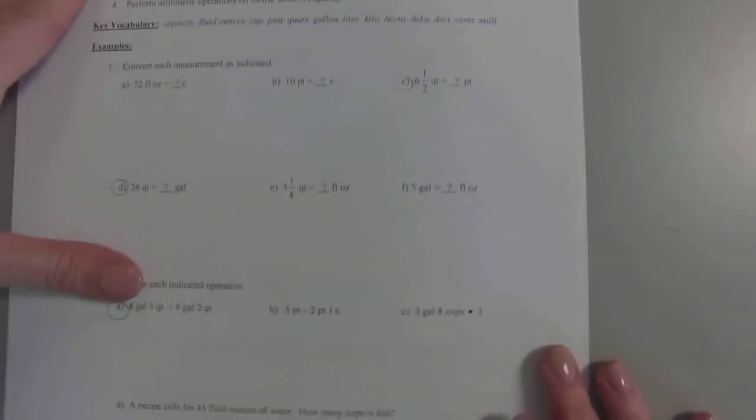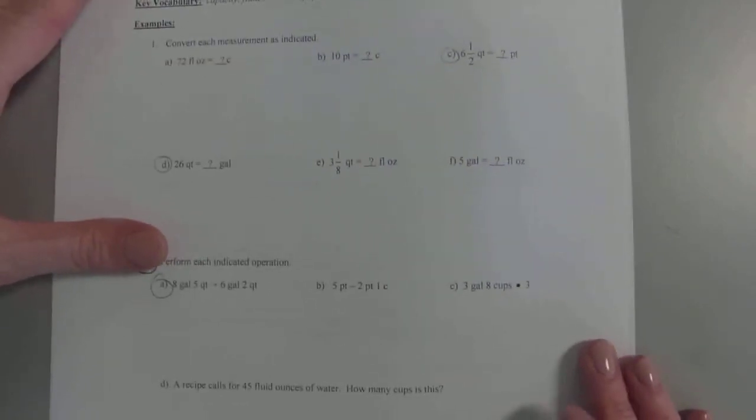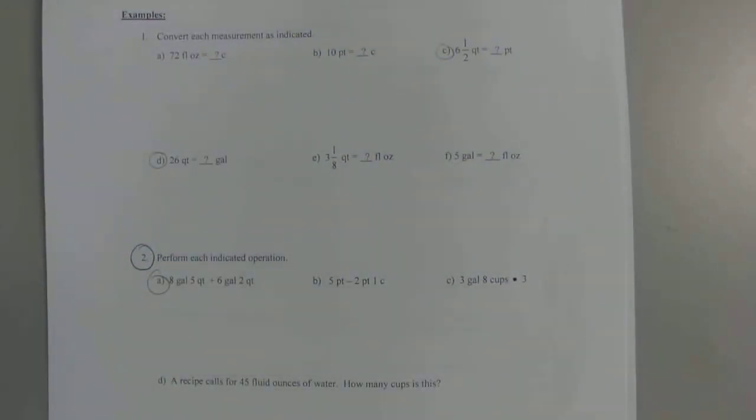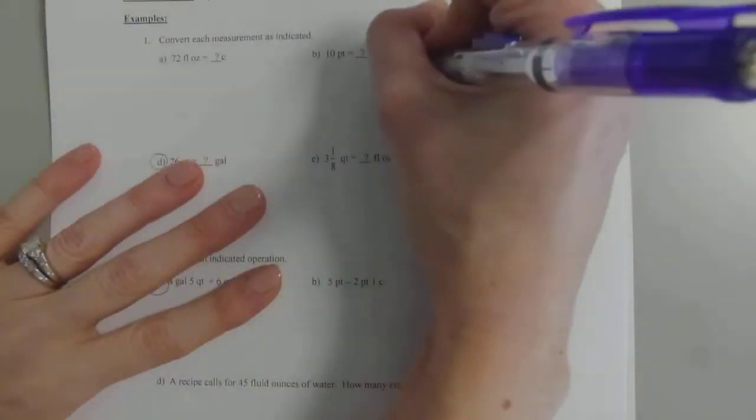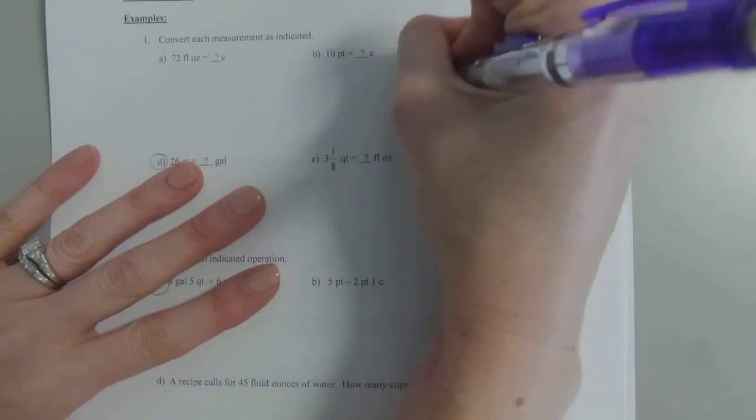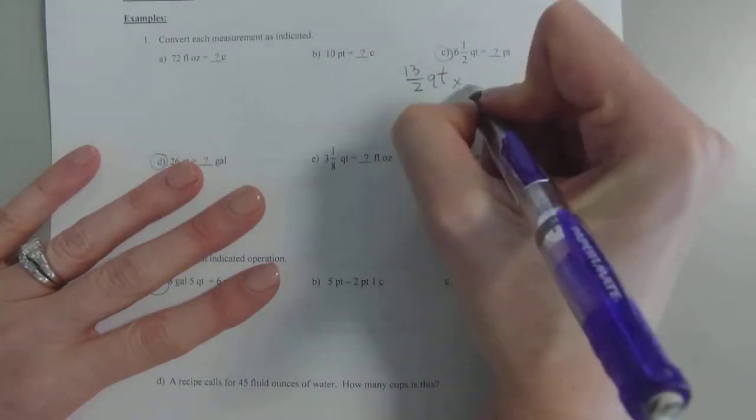So let's look at what's going on here. We're going to do C first. 6.5 quarts. What do you think I need to do to that 6.5? Convert it to an improper fraction, right? So keep this in mind, because if you guys haven't worked on 8.3 homework yet, this is what you'll have to do in 8.3 homework. Some of the measurements will be given as fractions. So what you'll do is you'll multiply 2 times 6 to get 12, 12 plus 1 to get 13. So this is really 13 over 2 quarts.